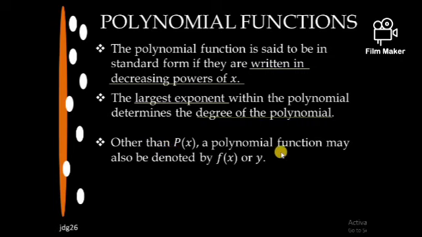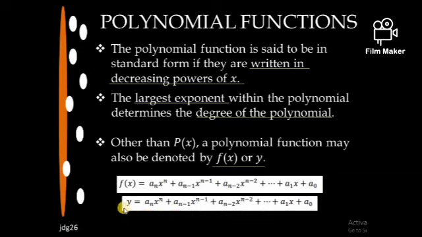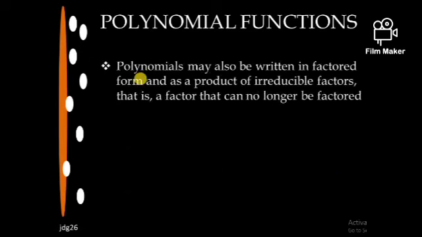Other than p of x, a polynomial function may also be denoted by f of x or y. So, ibig sabihin, instead of using p of x, pwedeng ang makita nyo sa given ay f of x like this one. Or, kung hindi man makita yung dalawa, pwede namang y equals ang makikita natin. And lastly, polynomials may also be written in factored form and as a product of irreducible factors. Ibig sabihin, a factor that can no longer be factored.